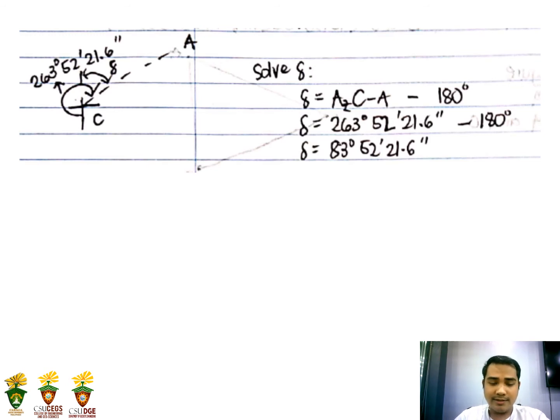So out from that given value, we need to first get the value of sigma. From the illustration, sigma is from the north going to station A. To get the value for sigma, we have the azimuth of the line CA, and we subtract 180 degrees, since from south going to north is 180 degrees. So 263 degrees 52 minutes and 21.6 seconds minus 180 degrees gives us sigma equal to 83 degrees 52 minutes and 21.6 seconds.